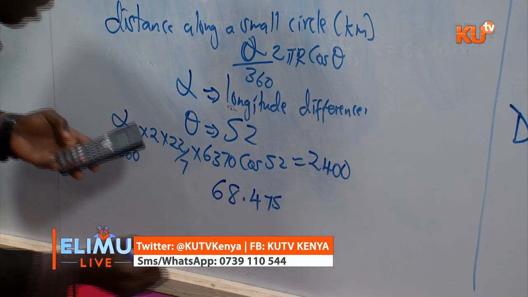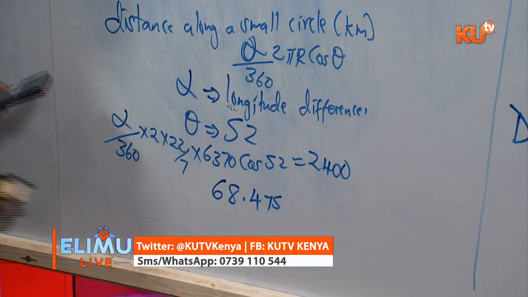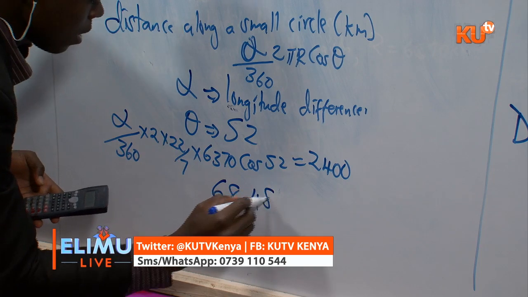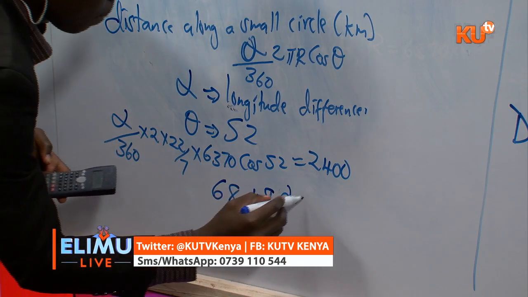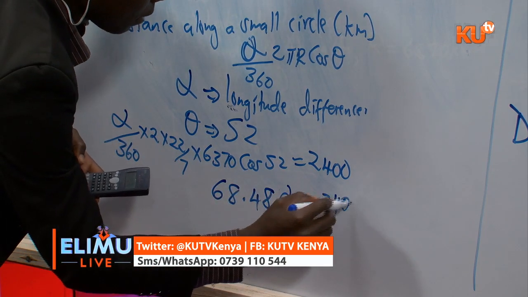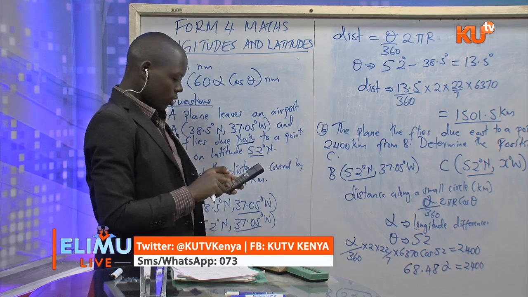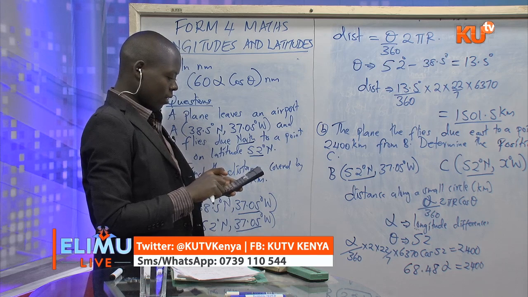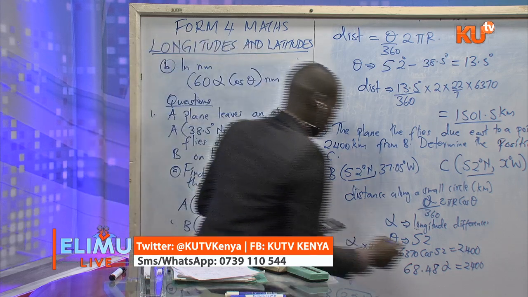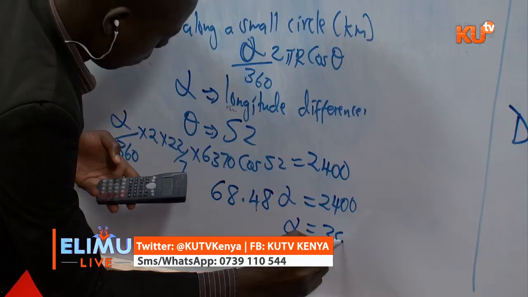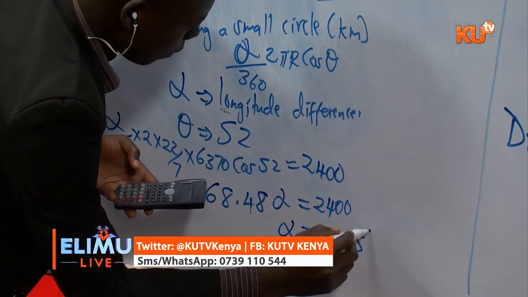That gives us a figure which is 68.475. Let's try to four significant figures. And that is alpha equal to 2,400. So we can divide. We get our figure for alpha, which is 35.05 degrees.